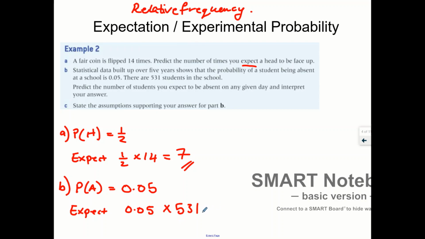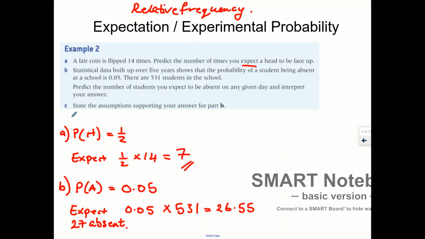And that leads us to 26.55. But we wouldn't have 0.55 of a student. You can round to 26 or 27, or you can state why you've chosen 26 or 27. You can state both. So predict the number of students you would expect to be absent. So 27 absent I would go with. So I'd round up. Depends. If it's near the end of term, probably more.